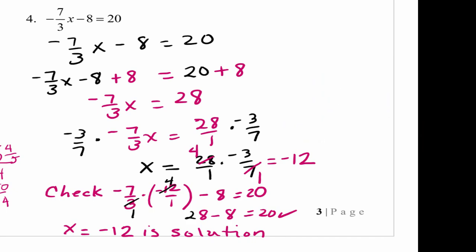And you checked by substituting negative 12 back into the original equation. And this multiplication here gives 28, and 28 minus 8 equals 20. So negative 12 is the solution.